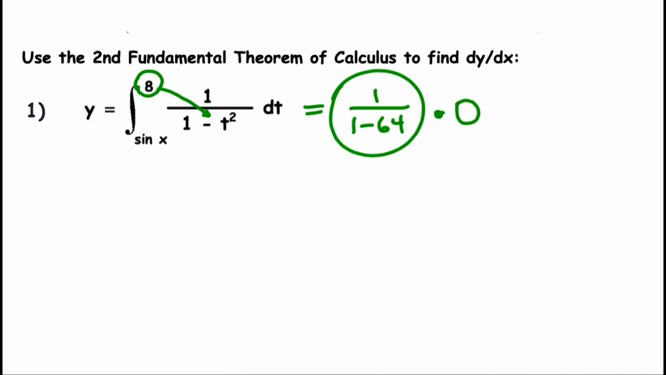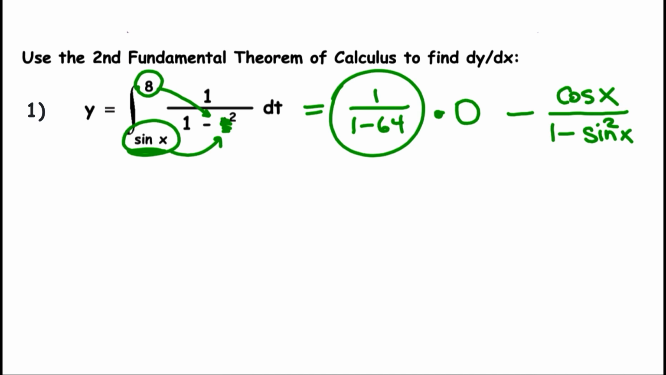Okay, step 3, minus. And now we repeat this with the lower limit. So we'll put sine of x in instead of t. It's still going to get squared though. So we have 1 over 1 minus sine squared x. And then multiply this result by the derivative of the lower limit. This actually does have a derivative. The derivative of sine of x is cosine of x. I'm running out of room, so I'll just put that on the top.